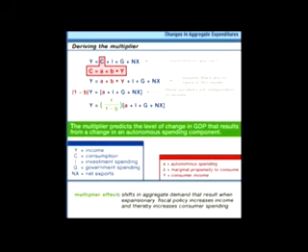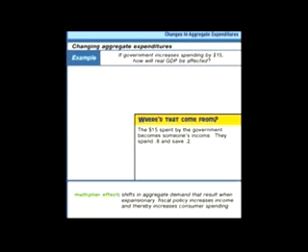Someone's going to save and spend, and things keep working their way out until finally that $15 increase in government spending translates into 1 over 1 minus 8/10, 1 over 2/10, that is 5 is the multiplier. 15 times 5 equals a $75 increase in real gross domestic product.